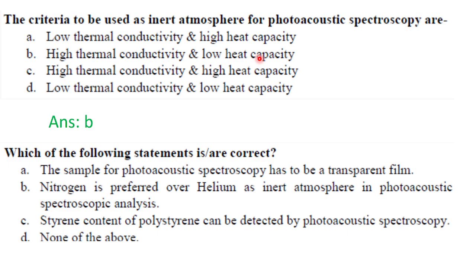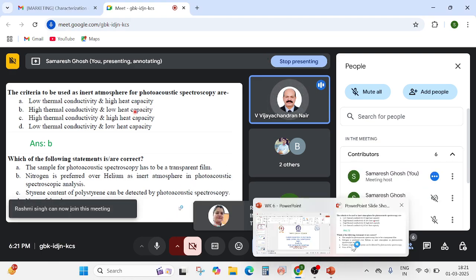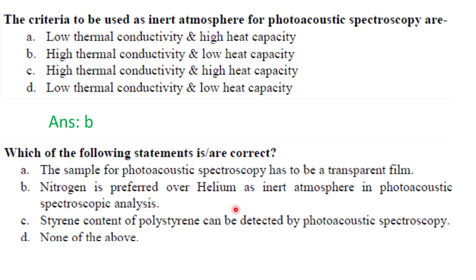Now next: which of the following statements is or are correct? The sample for photoacoustic spectroscopy has to be a transparent film. Is there any requirement for PAS that your material has to be transparent? No, you can use any material. Nitrogen is preferred over helium as an inert atmosphere in PAS. I have already told you that nitrogen is not preferred, helium is preferred.